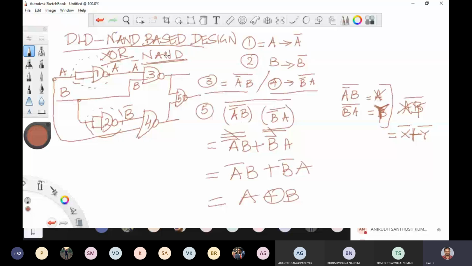Sir, how did you get the last one, A plus B from A bar B plus B bar A? Not A plus B, sir. It is A XOR B. This symbol is plus circle, which is the symbol of exclusive OR. OR is different from XOR, my dear. Yes, this is the XOR symbol, plus circle. Understood, sir. Yes, that is the symbol for exclusive OR.